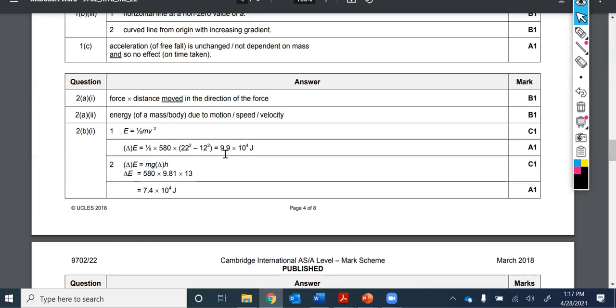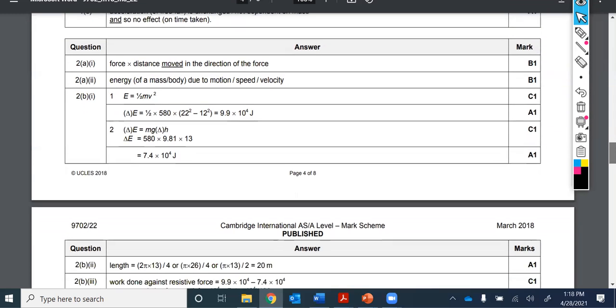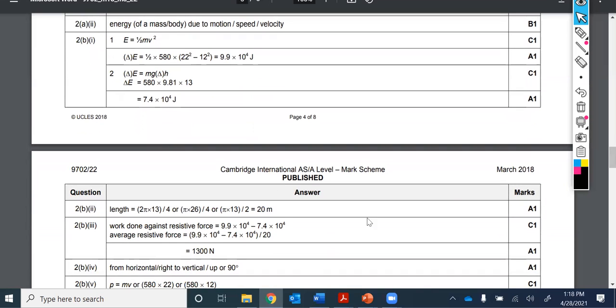Oh yeah, it said to show this, right? And I was like, what do we got? Oh yeah, we got 9.9 by 10 to the 4. But the change in potential energy, you see the way they calculate it, they just use the 13, okay, 7.4 by 10 to the 4. So far, so good. The length, they just do 2 pi r over 4, right? Dividing it by 4, there's your 20. The work done against the resistive force is the difference in the energies, and then divided by the 20 to give you 1,300.